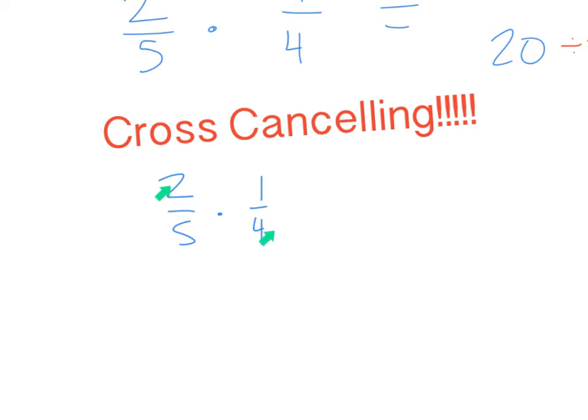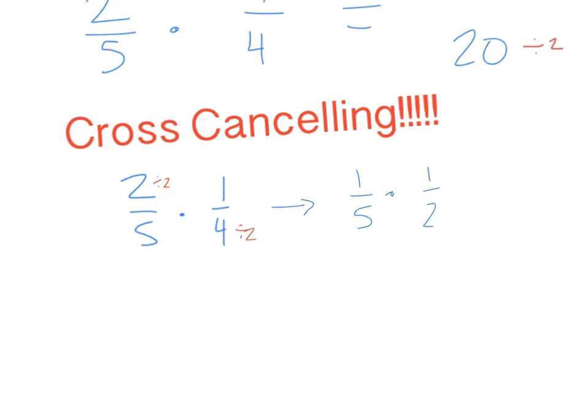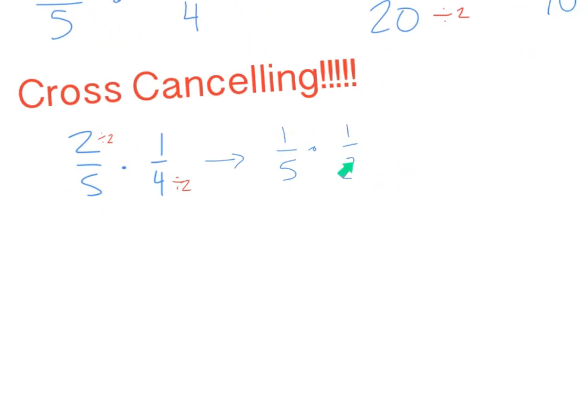But between 2 and 4, what could I divide both 2 and 4 by? Same number. Well, 2, right? I could divide 2 by 2, and I could divide 4 by 2. And because they're across from each other, we're going to do that. So I'm going to rewrite the problem now. 2 divided by 2 gives me a 1 over 5 times 4 divided by 2 is 2, so that turns into a 1 over 2. Now, is there anything else I can cross-cancel? Well, 1 and 2? No. 5 and 1? No.